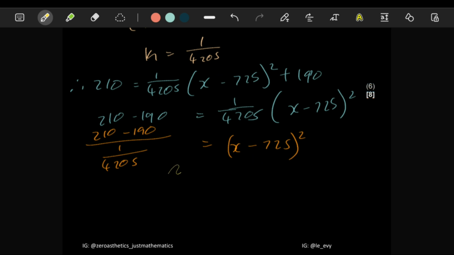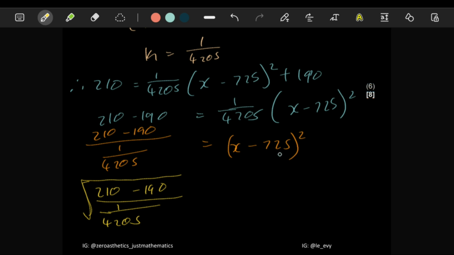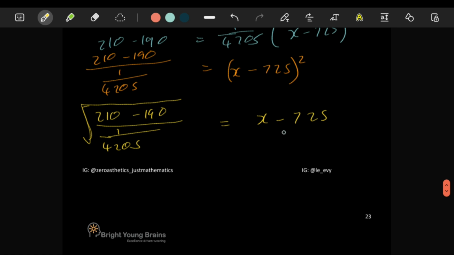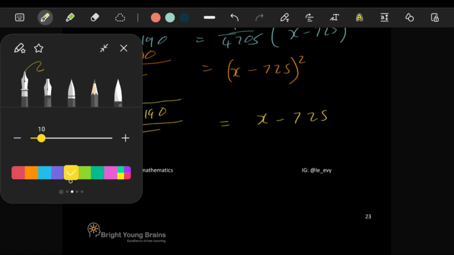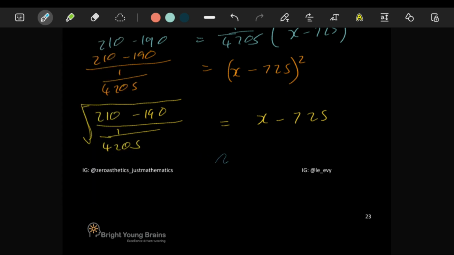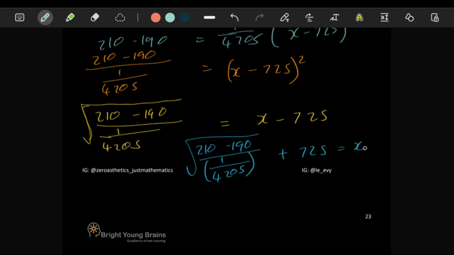And yes, you can square root both sides here. So square root this, 210 minus 190, and then 1 over 4205. Then here you can just have x minus this, and then obviously you can take that to the other side. That's going to be another line. So it's 210 minus 190 over this fraction here, and then plus 725 equals x.